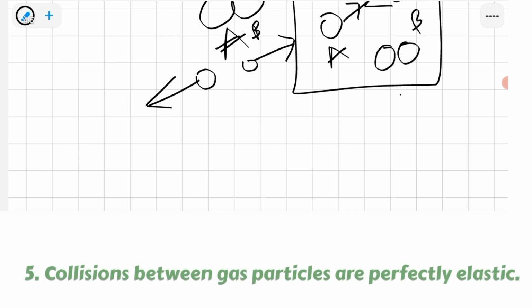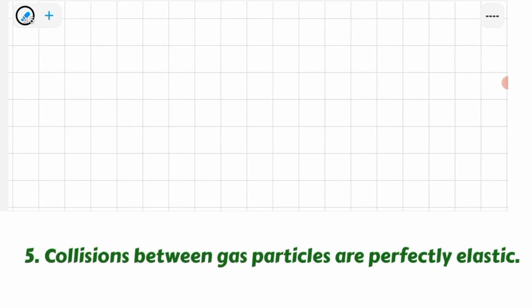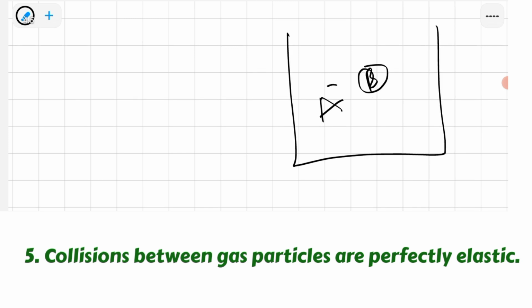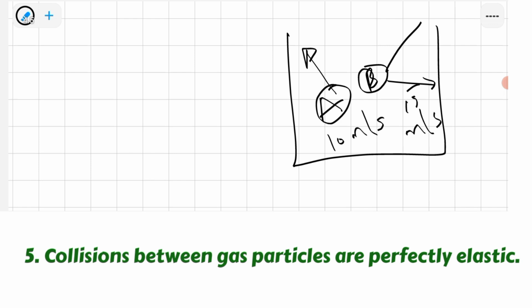Now the fifth one is that collisions between gas molecules are perfectly elastic. That's to tell you that when A and B collide, when they hit each other, they move in different directions. Like I said earlier, they do not stick to each other. They move in different directions and they continue with that same speed. Like if A was going with maybe 10 meters per second, just an assumption, and B was coming with maybe 15 meters per second, after hitting each other, B will move in another direction with that same speed. A too will move with that same speed. That's to tell you that the collisions are perfectly elastic. They do not slow down.